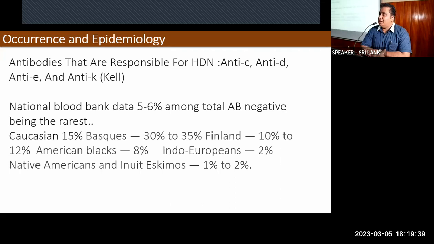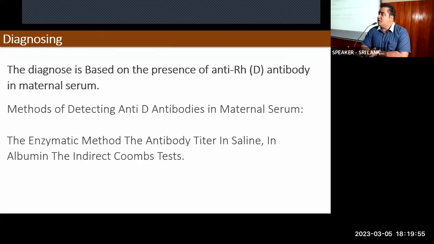So if you take 100 mothers, 5 to 6 out of 100 are Rh negative, and this problem is relevant to them. So that is the gravity of the problem. And as you know, the diagnosis of Rh isoimmunization is based on the presence of anti-D antibody in the maternal serum. That is how we detect it. The methods of detecting anti-D in maternal serum are generally antibody titer in saline and albumin and the indirect Coombs test.